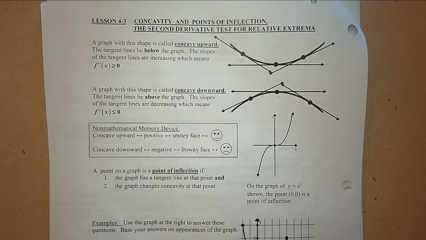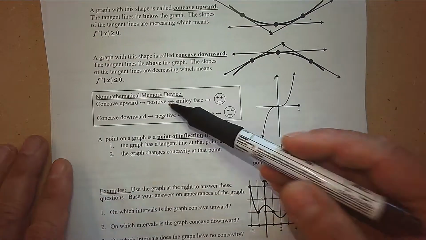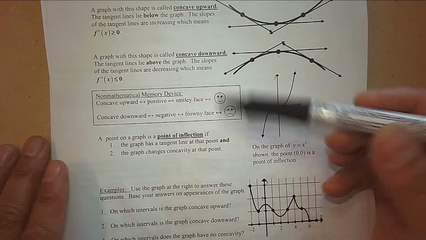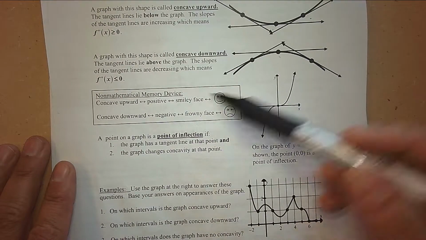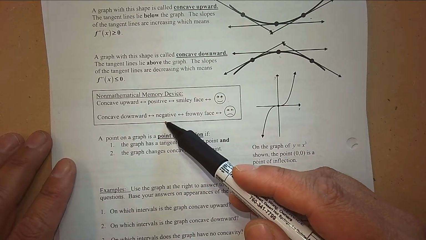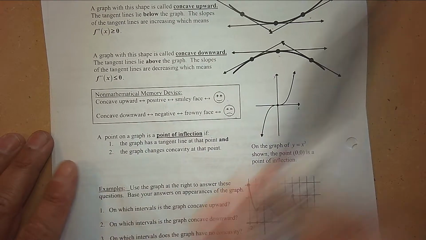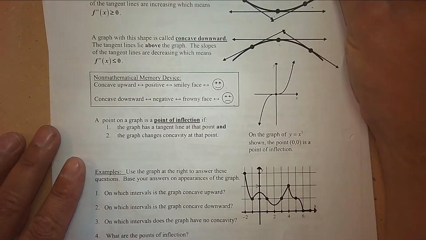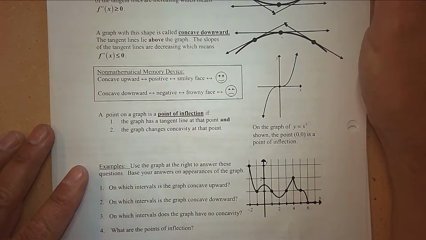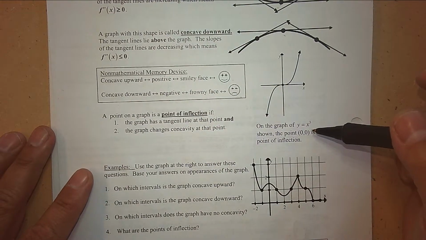All right, so you can see a little box that says concave up. The slopes are becoming positive, they're increasing, and it looks like a smiley face. Concave down: when you take the second derivative, it would be negative, and it would give you a frowny face. A point on a graph is called the point of inflection if the graph has a tangent line at that point and the graph changes concavity at that point. So it still has to be continuous at that point and have a tangent line.